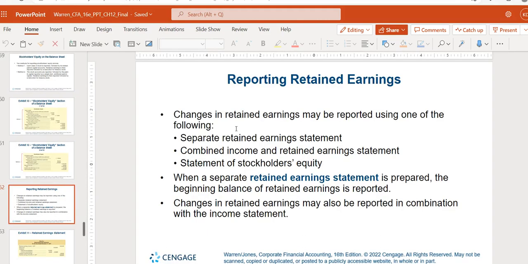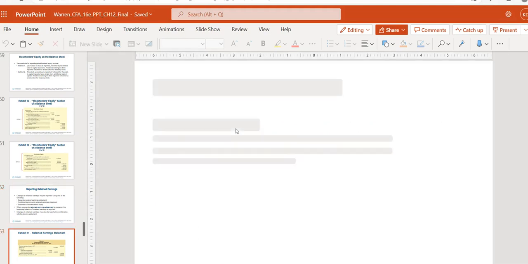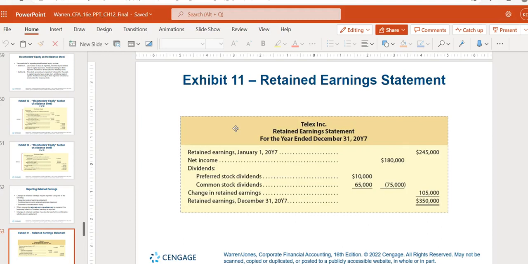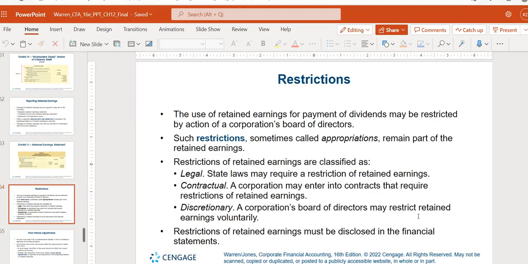Okay, reporting retained earnings. With retained earnings, you may obligate a portion of your retained earnings. That happens all the time. They're talking here about a statement of equity or a statement of retained earnings. I'm used to doing a statement of retained earnings. You can combine that with a statement of income and add the retained earnings in there. It just depends on what you like to see. So here's my retained earnings statement. Now I'm just focused on the changes in my retained earnings. Now I can put restrictions in place.